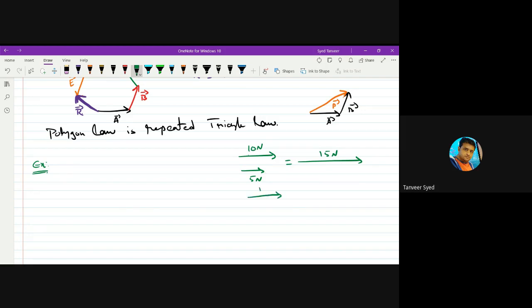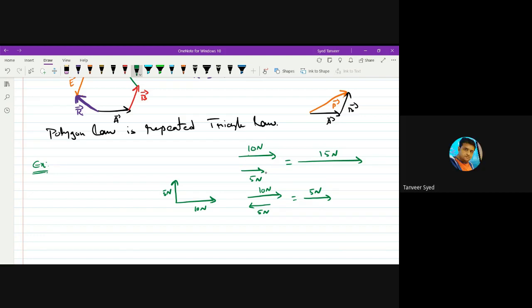This is the same 10 Newton force. This is 5 Newton force. If I add these two, 5 Newton, sir. Is the magnitude changing? Yes, sir. This is 10 Newton. This is 5 Newton. Will the magnitude of these two still be 15? No, sir. It will be somewhere between 5 Newton and 10 Newton.